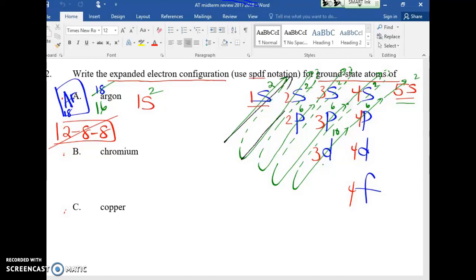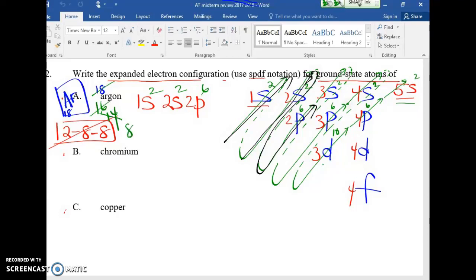Now I'm going to go to the 2s. And I'm going to place my 2 electrons there. That fills that sublevel up. That leaves me with 14 electrons. Now I come back down, and now I can go to my 2p. 2p can hold a total of 6 electrons. Use my same nice little color scheme. So 14 minus 6 is 8.